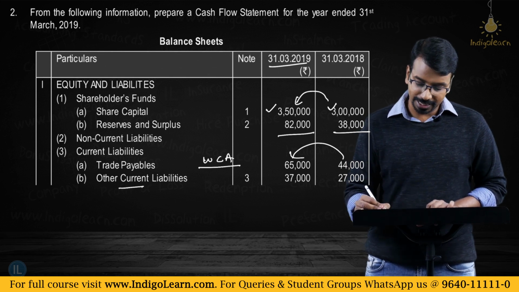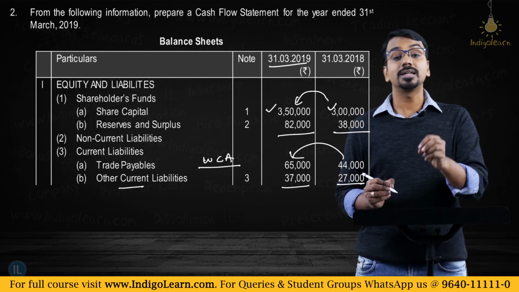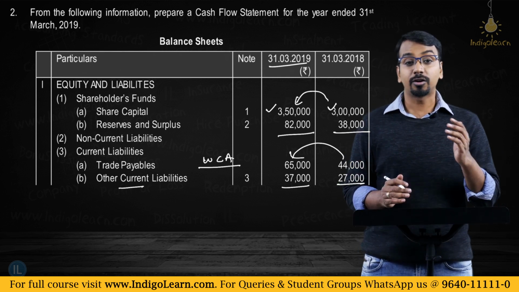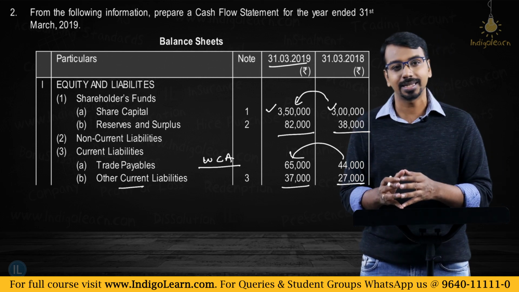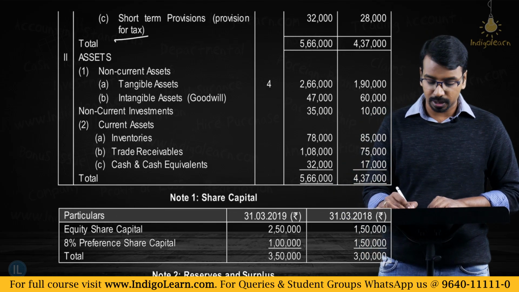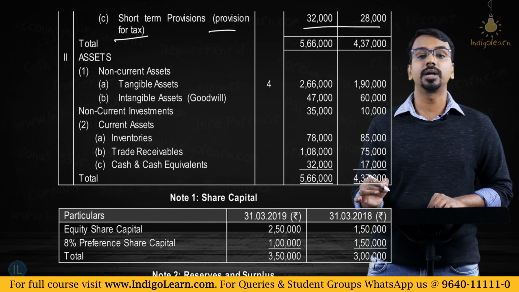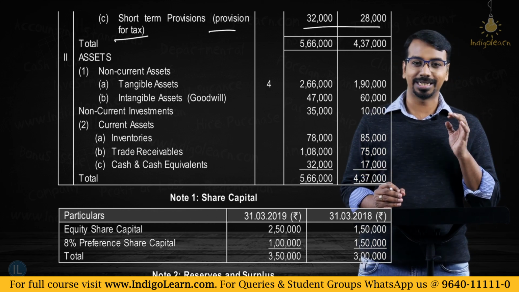Then other current liabilities from 27 it has increased to 37. We need to see what this information is pertaining to. Accordingly, we will have to classify either under the operating activity or under the financing activity. Then short-term provision, that is for tax. For this, we will show it under taxation or income taxes paid under operating activities.